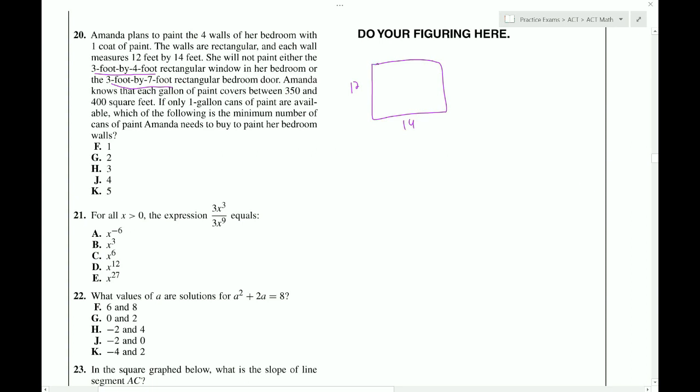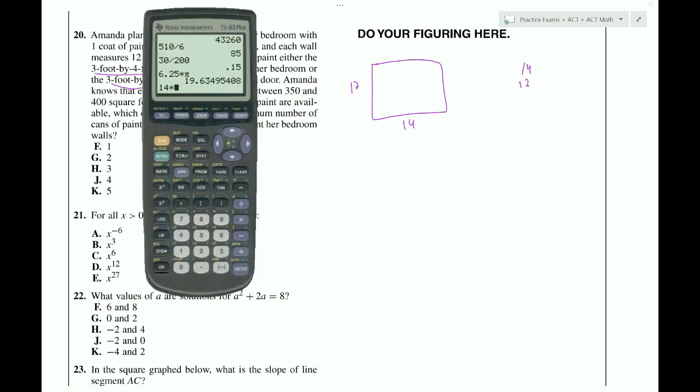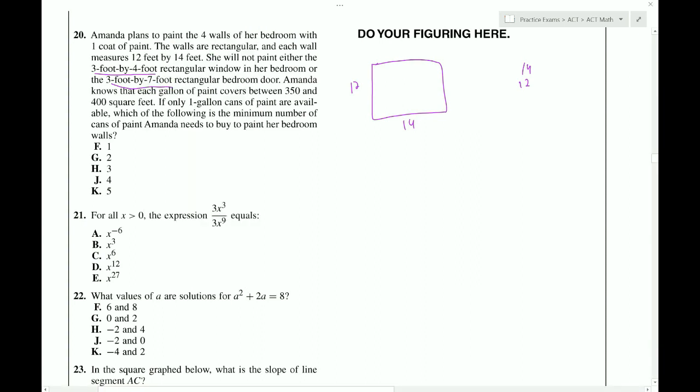So what we do is we find the total area by multiplying those numbers together, 14 times 12. That gives you 168, right? So that's the total area, but part of it she's not painting, so we can subtract that part away. First, there's a 3 by 4 window, which is 12. And we also should subtract for the door, which is 3 by 7, so that's 21.